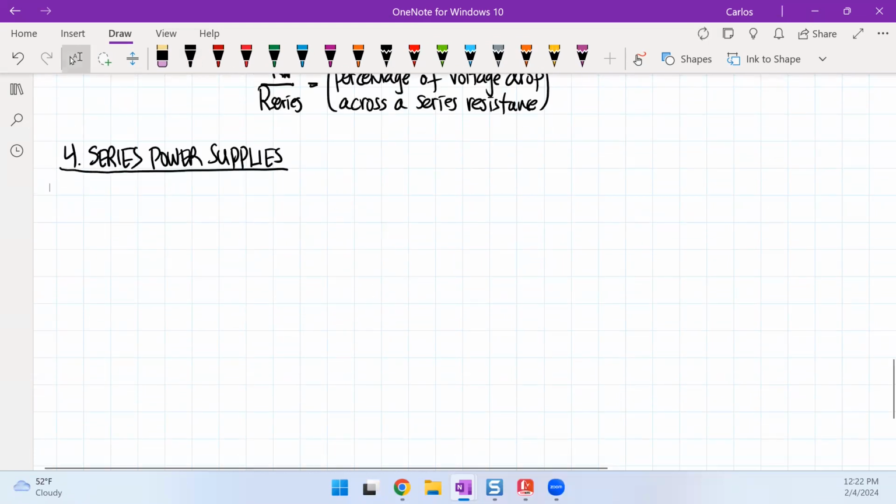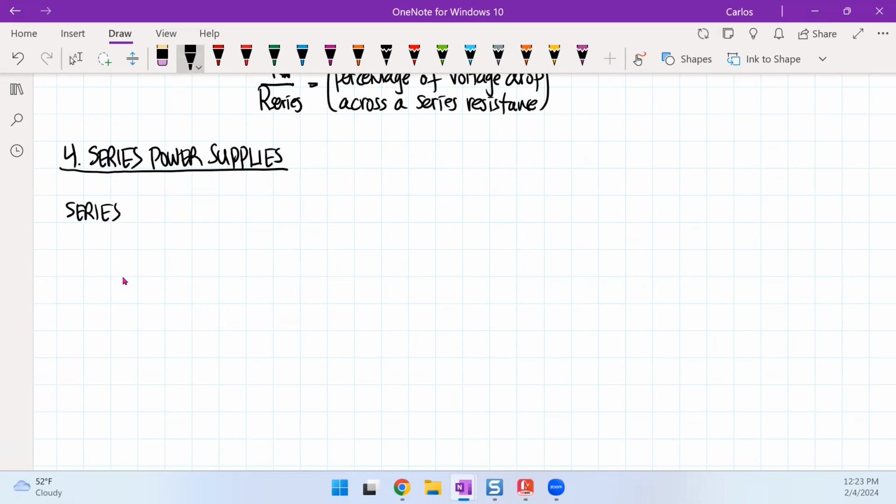So what we want to do here is separate out both of these guys. That means voltage sources and current sources. So let's first talk about series voltage sources. And what I'm going to say here is that series voltage sources must add together.